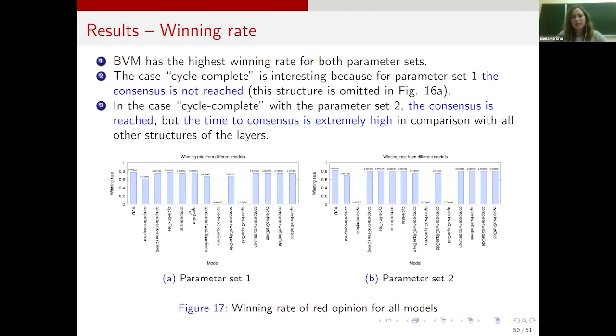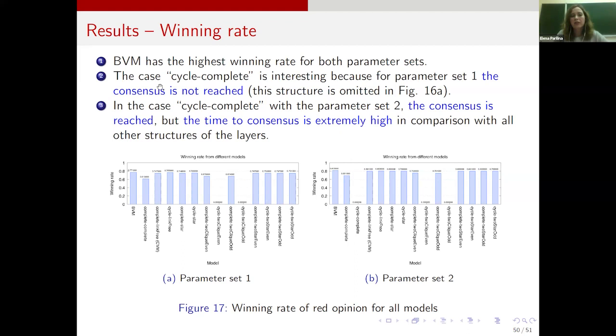If we consider the winning rate, of course, when we have one layer, the winning rate is highest. So the BVM model has a higher one. So if you want to redistribute the opinion as an influencer, it is better that players do not have an internal layer and do not communicate in the internal layer. So this is the first result about winning rate.